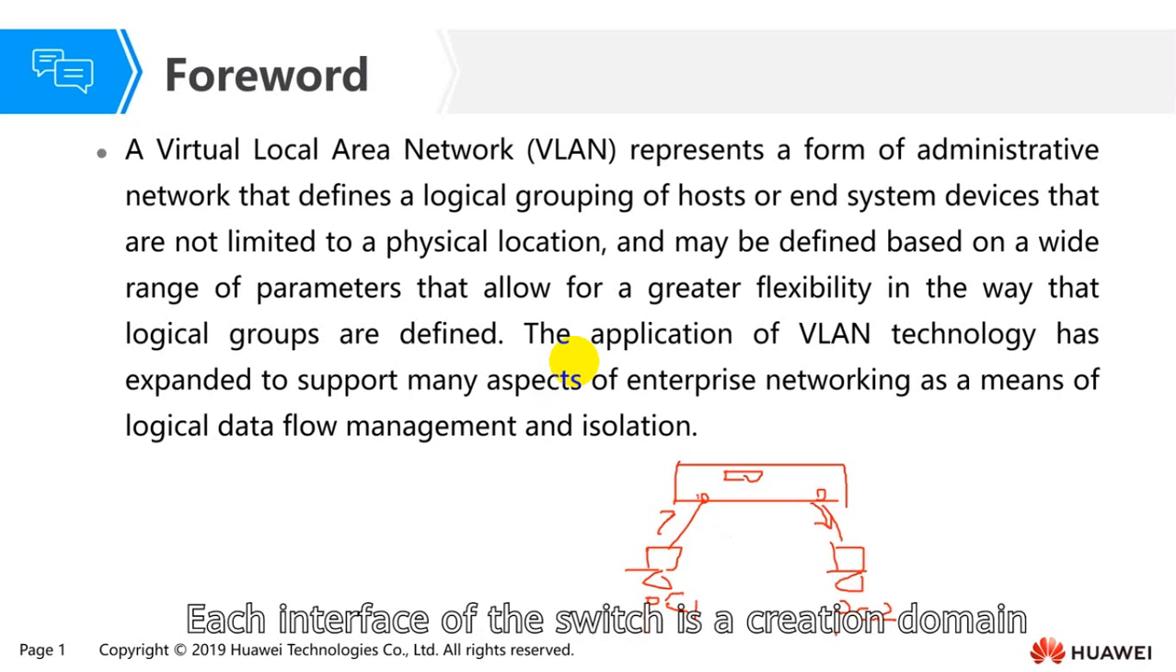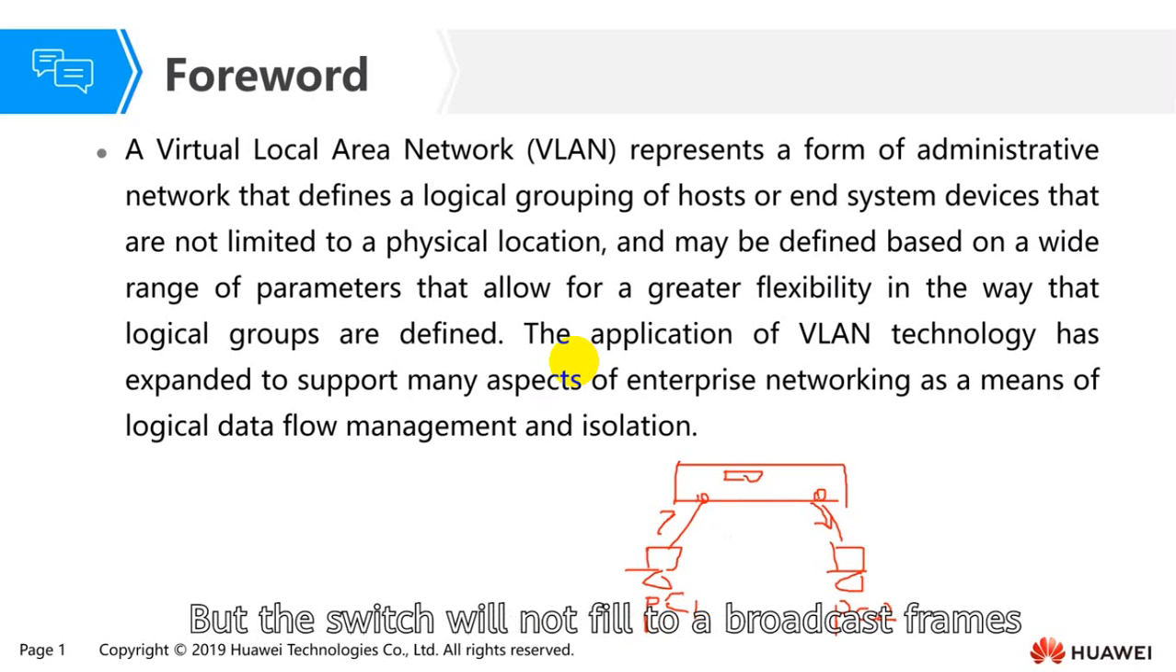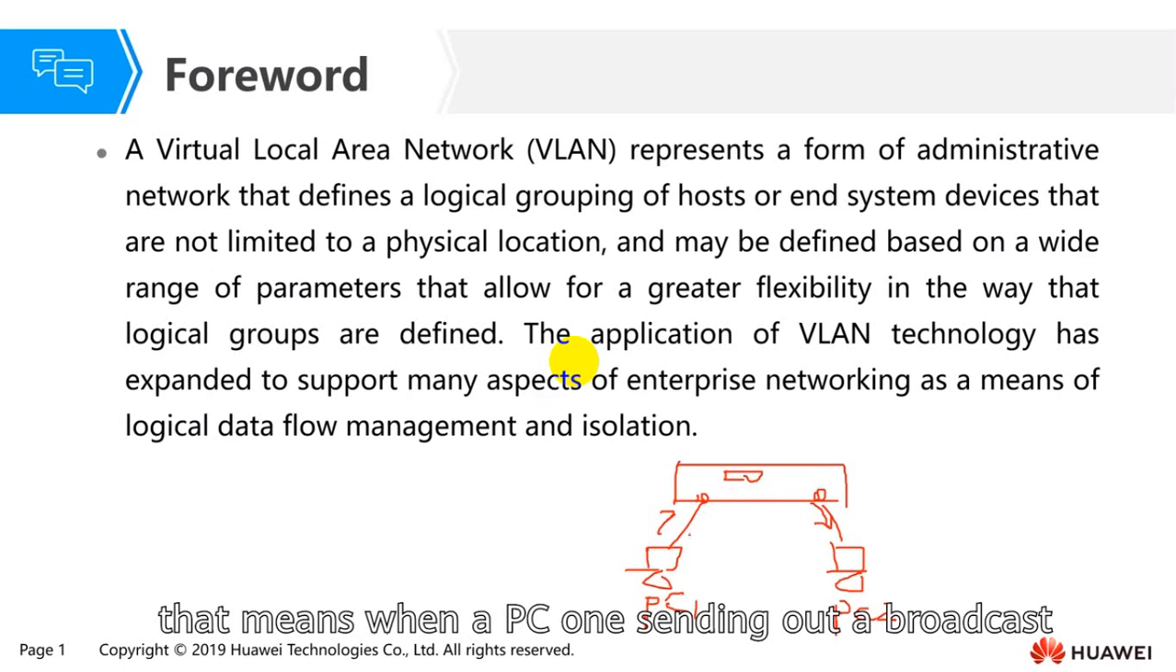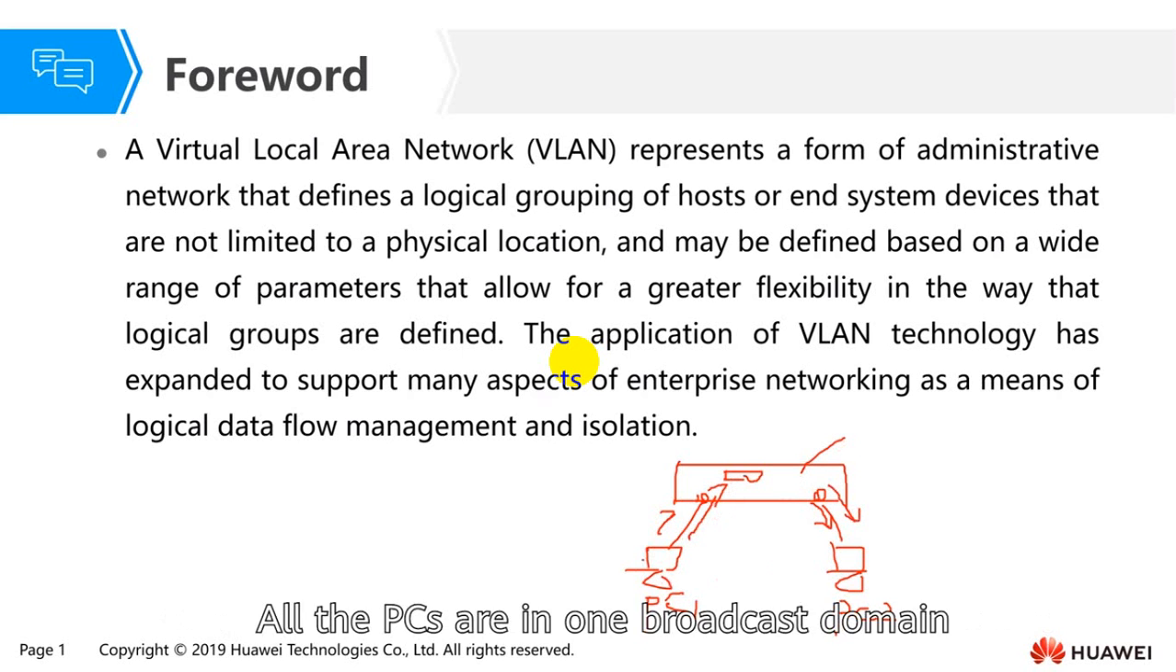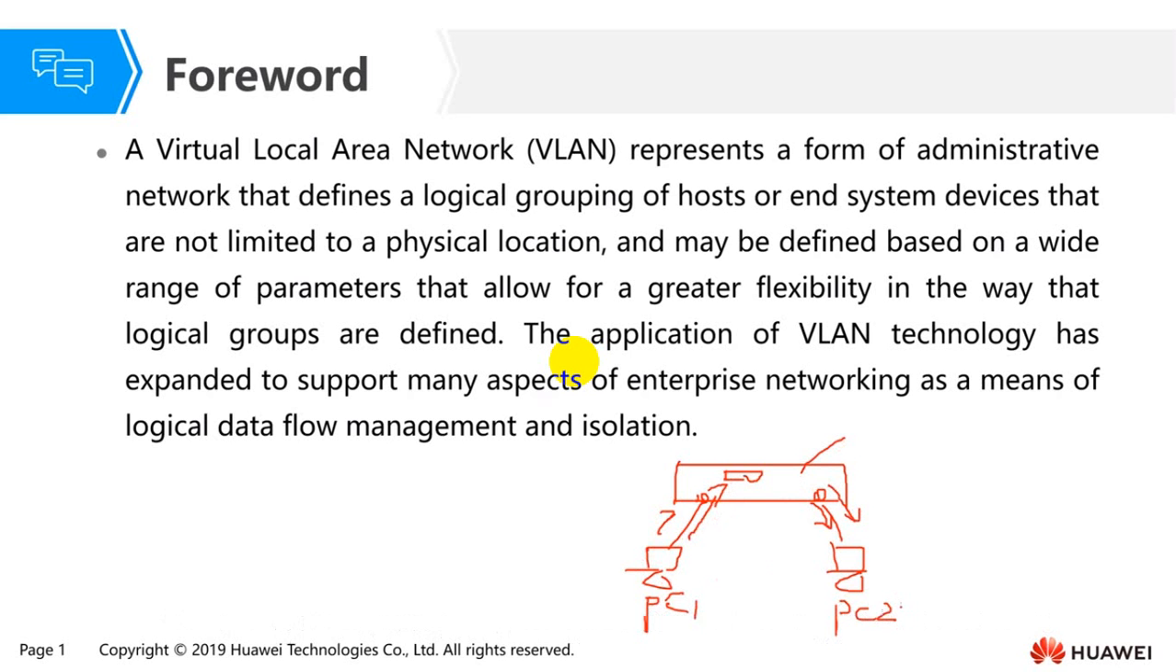So each interface of the switch is a collision domain, but the switch will not filter broadcast frames. That means when PC1 sends out a broadcast, this frame will be flooded out of all other interfaces. So all the PCs are in one broadcast domain.